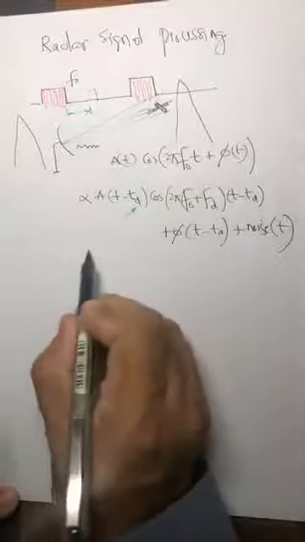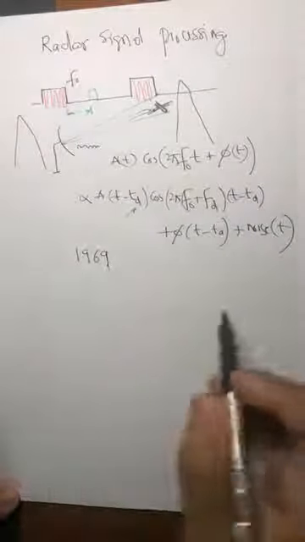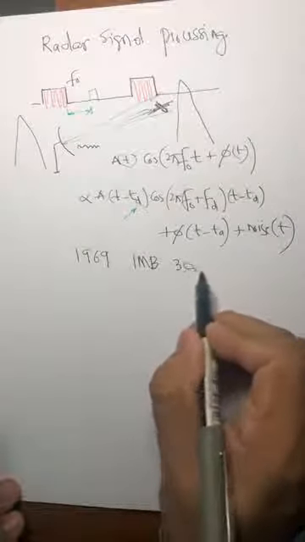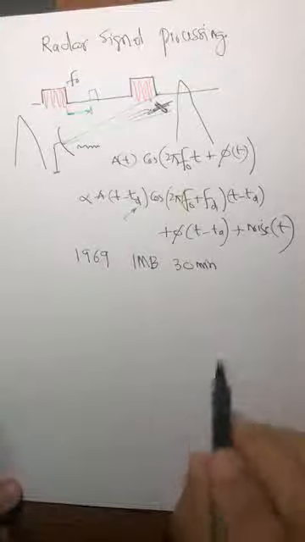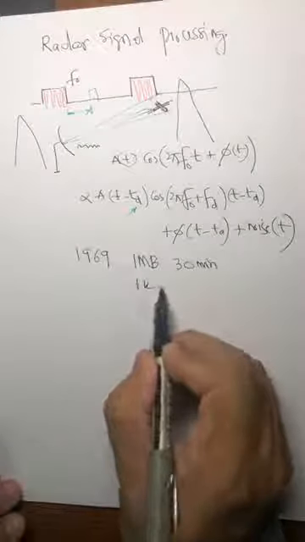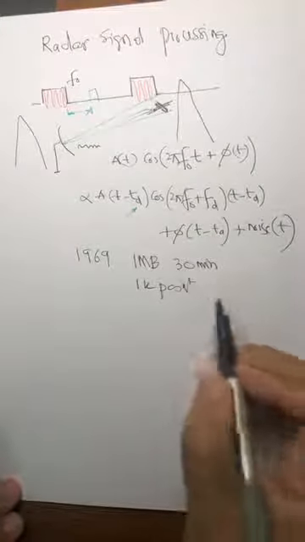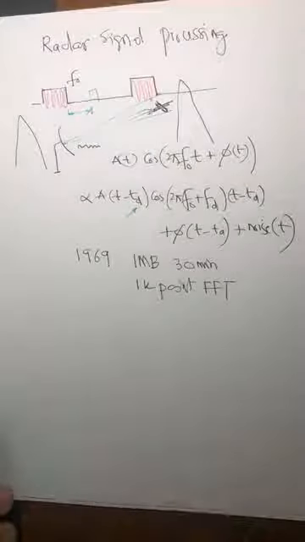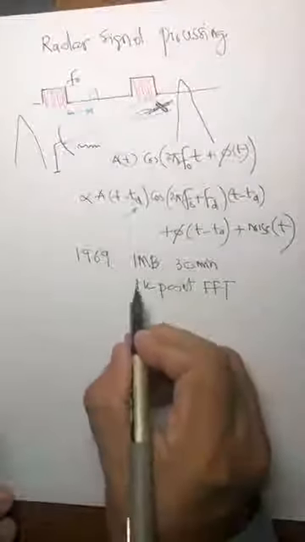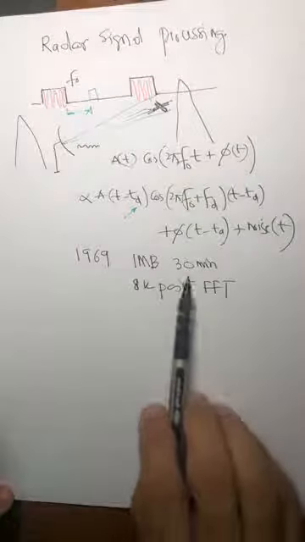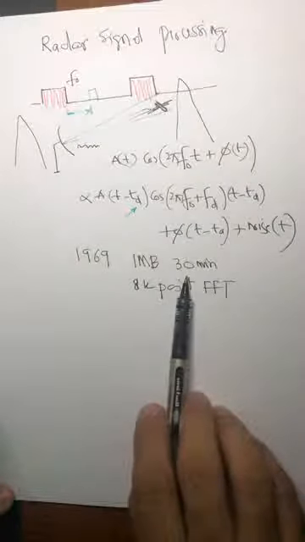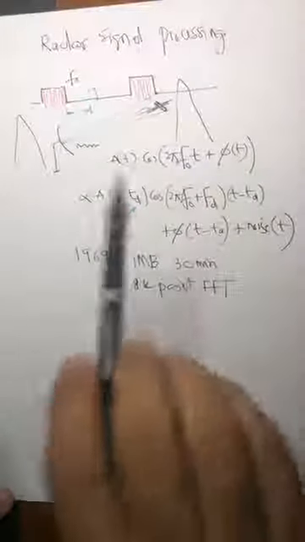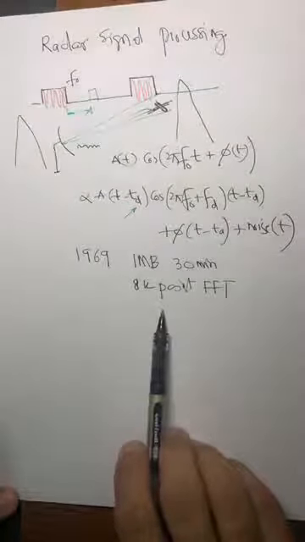Interestingly, in 1969, a top of the line IBM computer would take 30 minutes to compute a 1K point FFT. So you can just imagine how complex, I think it is an 8K point FFT. So 30 minutes, if you are finding an answer that there is an aircraft or not after 30 minutes, it is almost useless. So this was the complexity of a DFT algorithm.